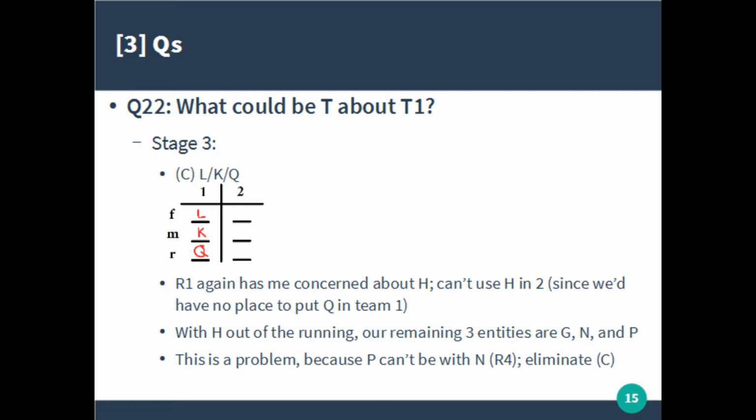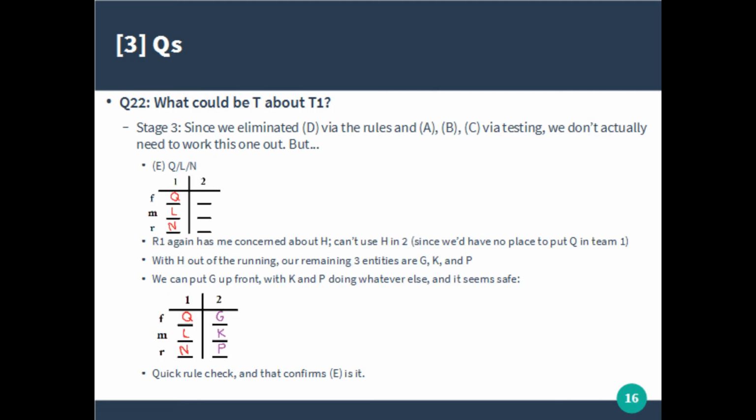So we could just pick E here and be finished, but in the spirit of doing more of this, we'll actually go on and test a few things out. While this is technically unnecessary because we have gotten rid of D and also A, B, and C, for the sake of doing it, let's just test out E to confirm that it's true. E proposes that the team 1 composition is Q in the front, L in the middle, and N in the back. Rule 1, again, getting déjà vu, same old PTSD again, about H.